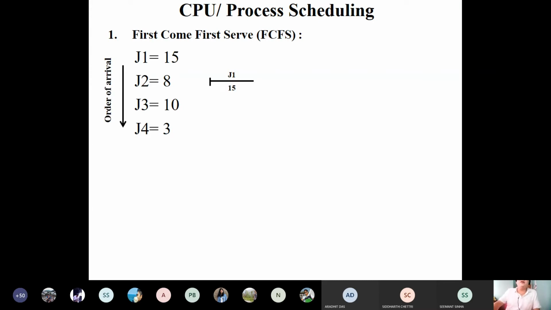When they arrive, the CPU is immediately assigned to job J1, because J1 arrived at the system first. So the CPU is given to J1 immediately for 15 units of CPU time. Immediately after 15 units, job J2 will get a chance to use the CPU to execute its code. Job J2 will get its chance at time t equals 15 and use 8 units of CPU time to execute completely, and similarly followed by J3 and J4. So this is the order in which the CPU will execute J1, followed by J2, followed by J3 and J4.